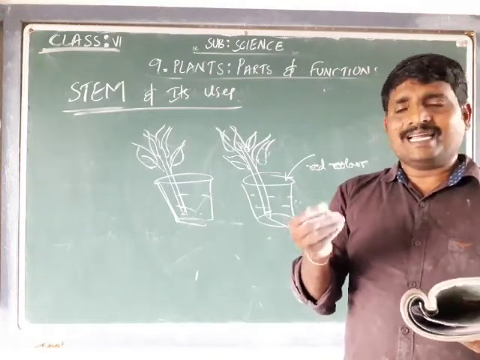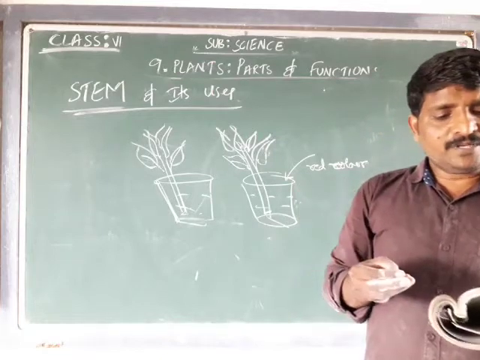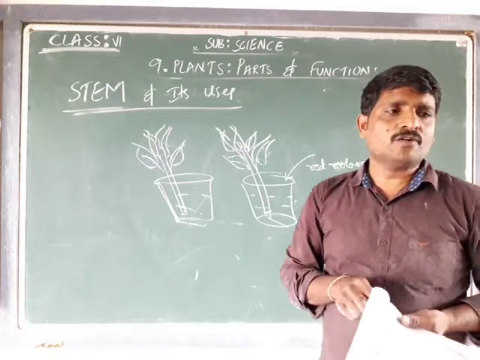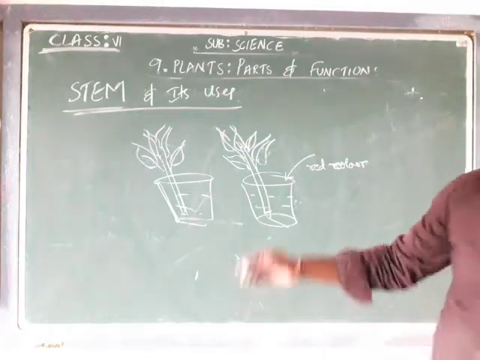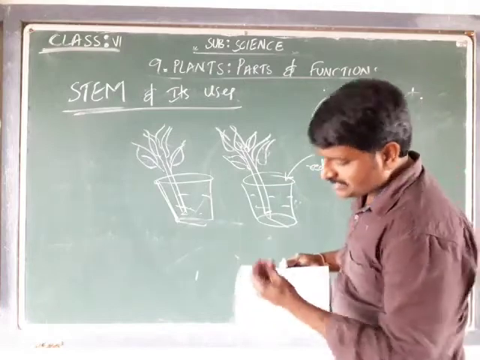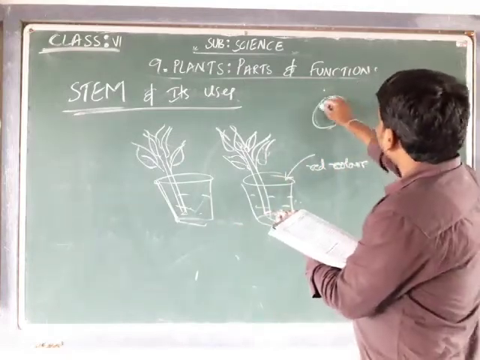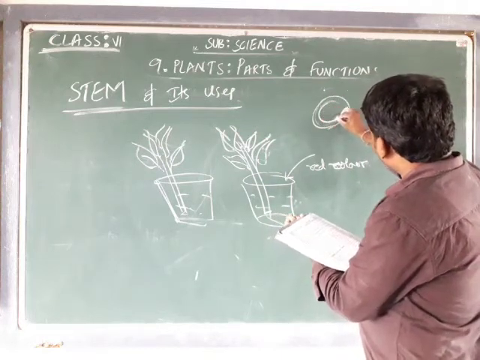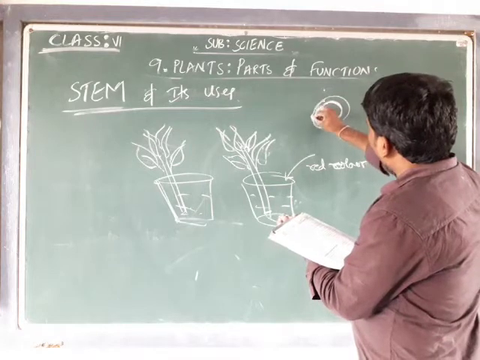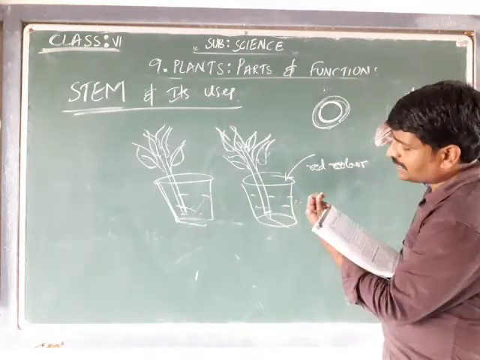Put it on the slide. We have to keep this small piece on the slide and observe it under the microscope. If we observe it under a microscope, assume this is the upper view of the small piece of the stem. Throughout the stem, we see a red color ring in the transverse view observation, the top view of the stem.